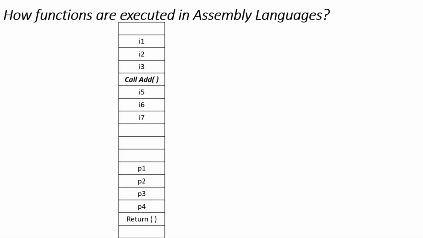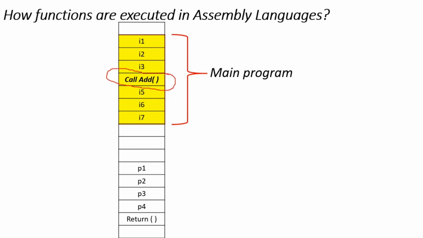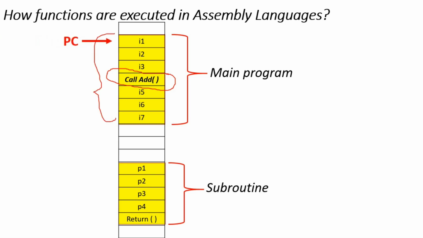So let us see how functions are executed in assembly language. Here you can see a main memory where my program is residing in the form of instructions. Before giving an example, let me clearly explain how my program is divided. See, first this part is the main program and in that program you can see I am calling a function add. So where is the add function? The add function is residing in another part of the memory. That is nothing but the add subroutine. So in assembly language we call a function a subroutine. So here this part is the main program and this part is the subroutine.